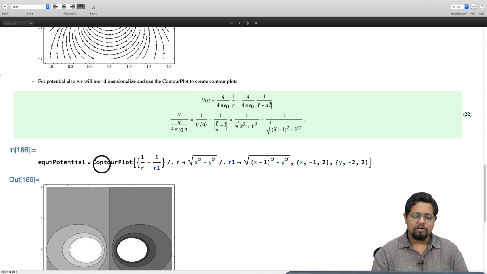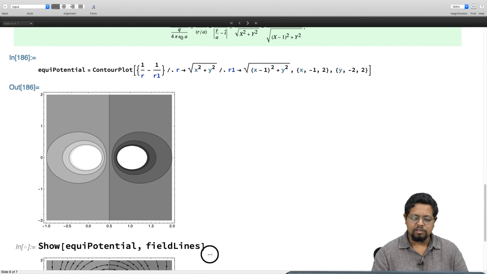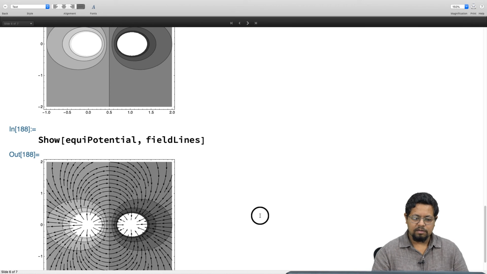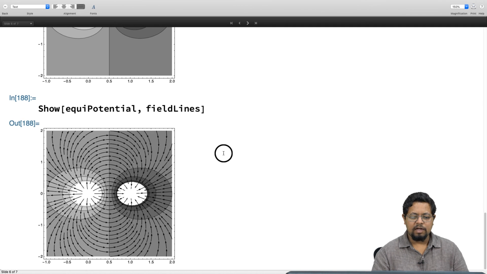For the contour plot for equipotentials, I have assigned it to a variable called equipotential, and when I lay these on top of each other using the show function, show equipotential comma field lines, I get this very interesting plot where I've got a plus charge over here and a minus charge over here. This plot is showing you both the equipotential lines and the field lines and their relative orientation.